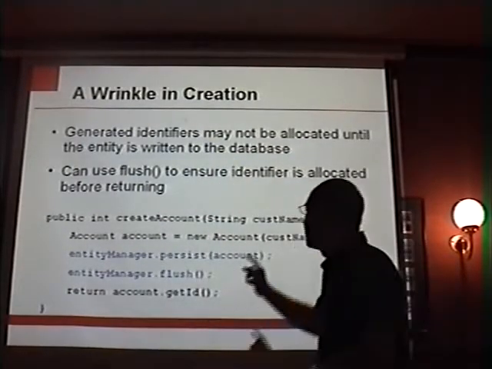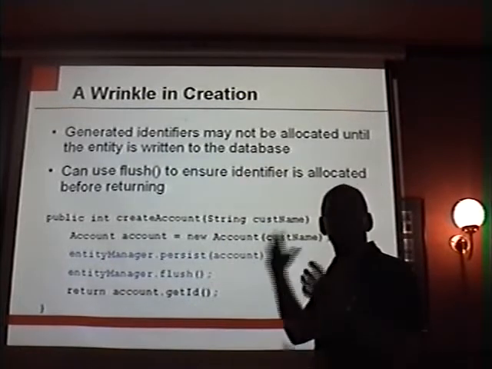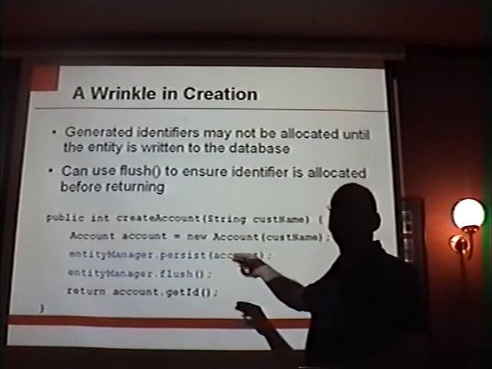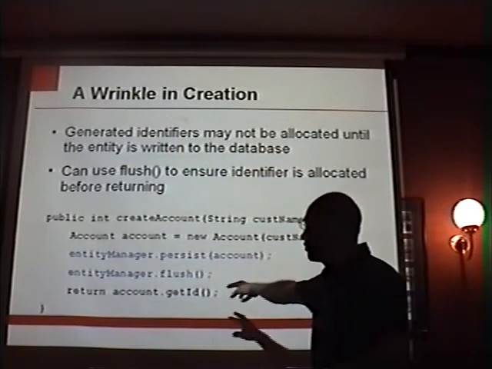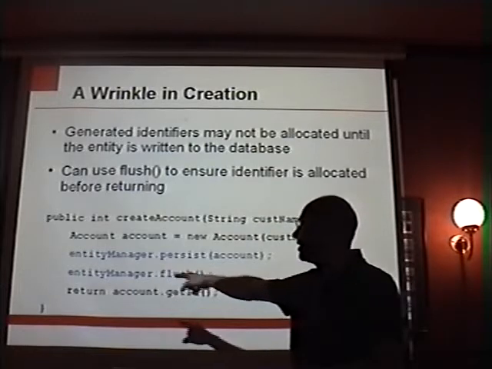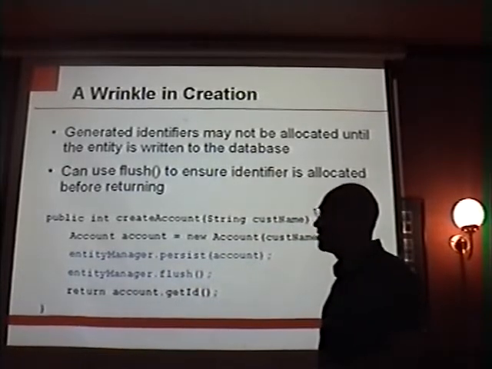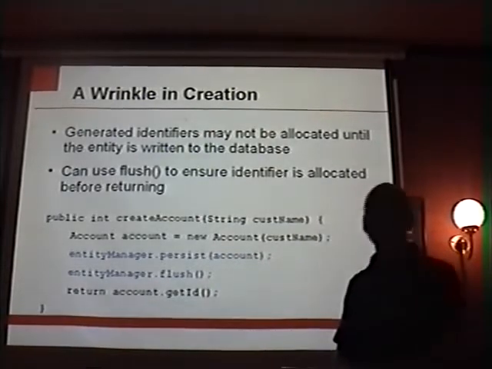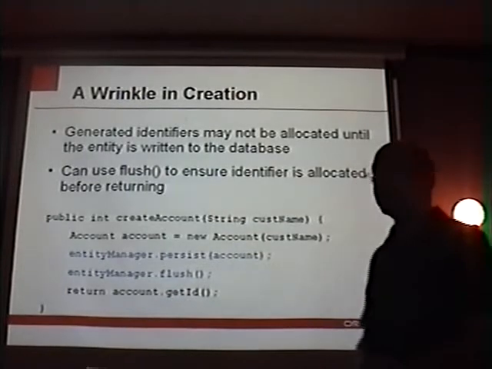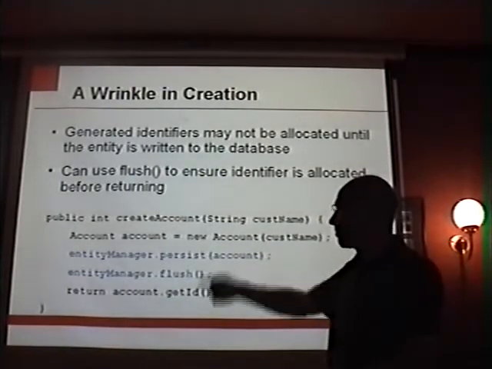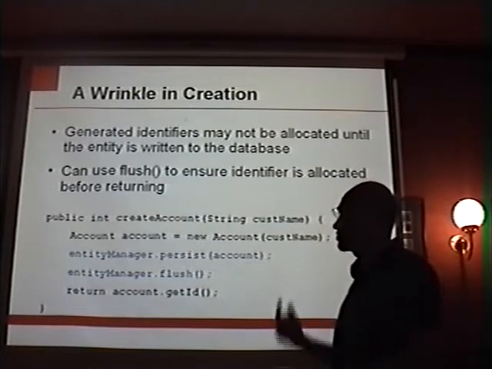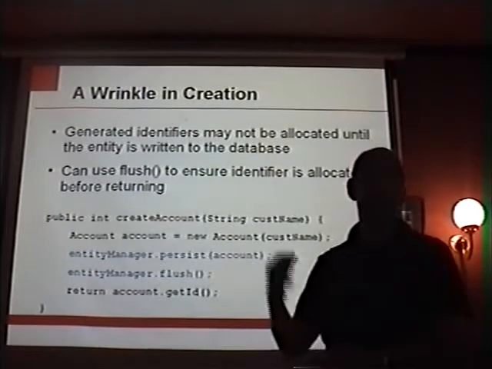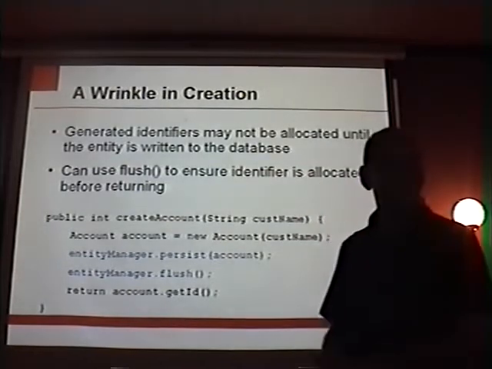Flush says, by the time I get here now, this is a portable way of causing that object to be written out. Because in this case, if it's absolutely important that we return the ID from this create account method, then we really do want persist to write it out. So this guarantees that we have an ID always available by the time we reach this next line, because we've done the flush. So if we're writing to an identity column, then the object will be inserted and we'll get the ID back.